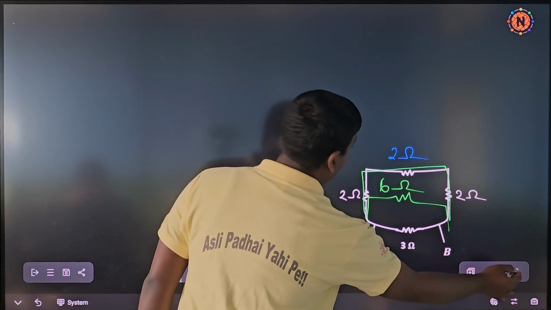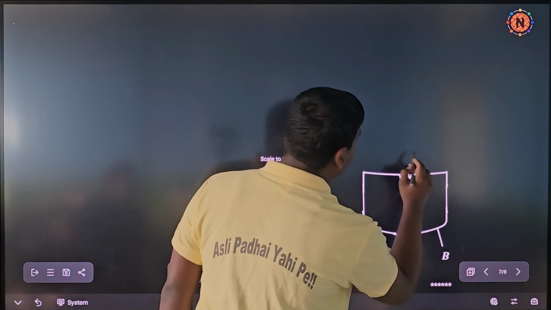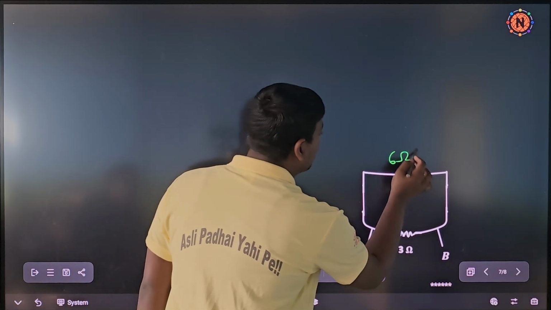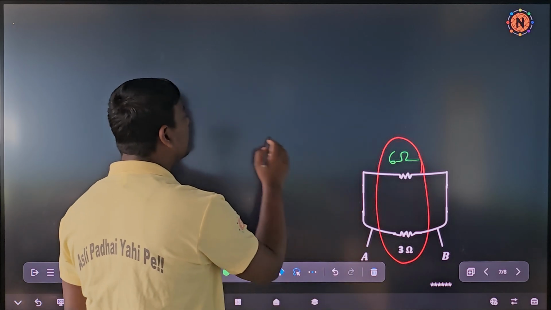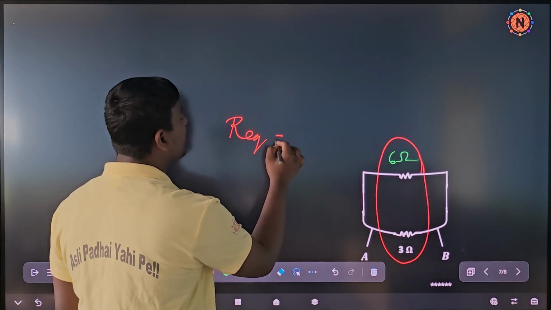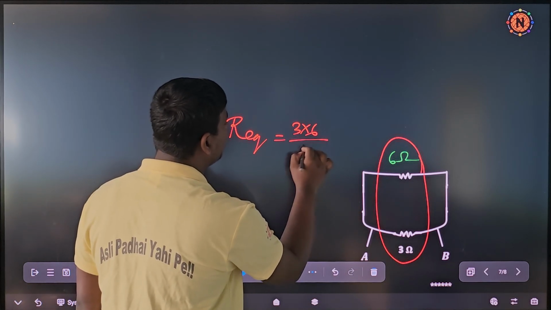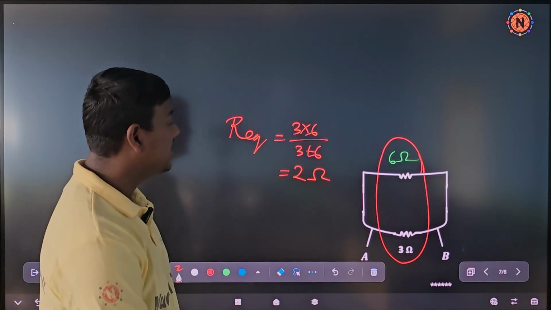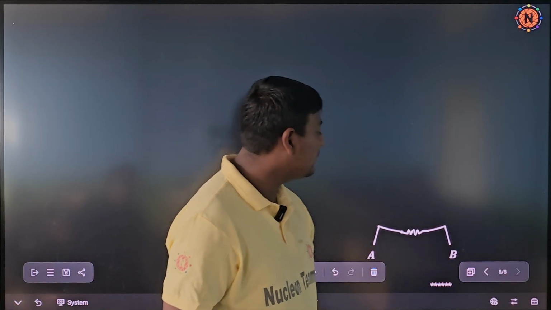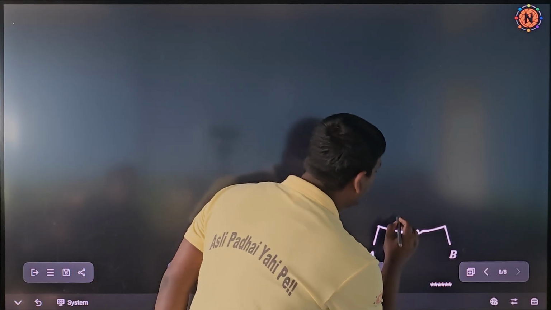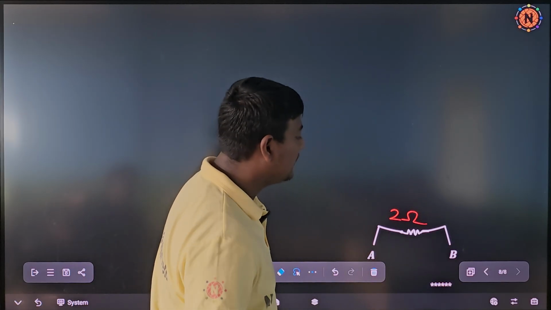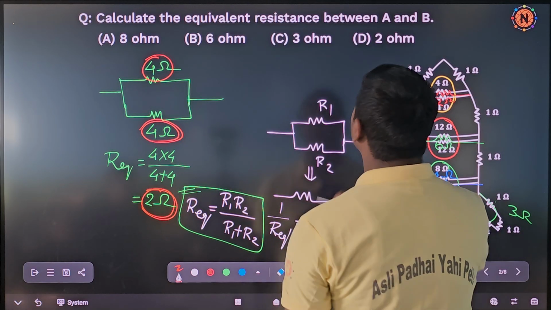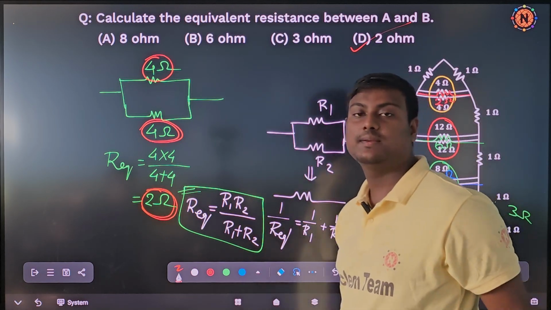So that will be 6 ohm, and below will be 3 ohm, and these two are in parallel. So calculate the equivalent resistance. That will become product divided by addition, 3 times 6 over 3 plus 6, so that will be a total of 2 ohm resistance. So the equivalent resistance between the terminals A and B will be only 2 ohm. So option D is correct. Thank you.